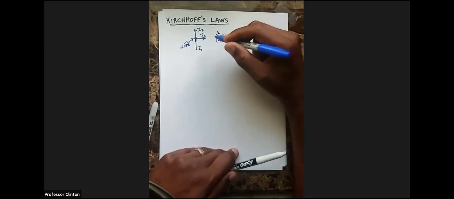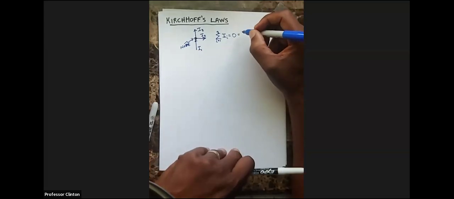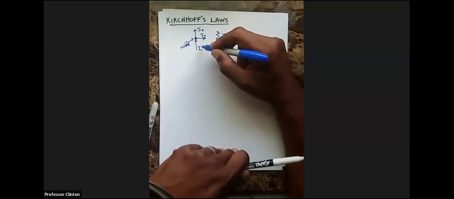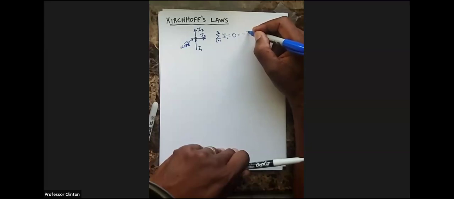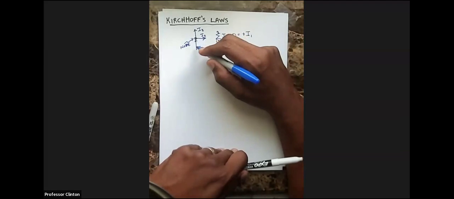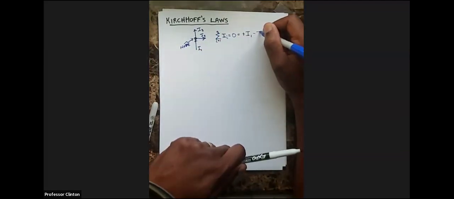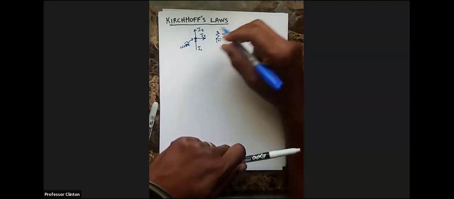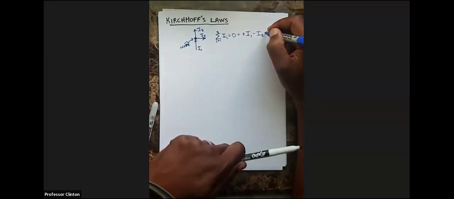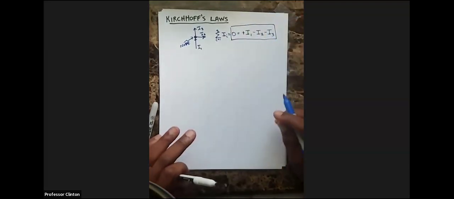But for our purposes, we're going to need to recognize the sign of these. So it might be a little easier for us to think of I1 as, sorry, positive I1 since it's going into the node. And then I2 and I3, we'll think of those as negative because the current is leaving the node. And all those are going to be equal to 0.